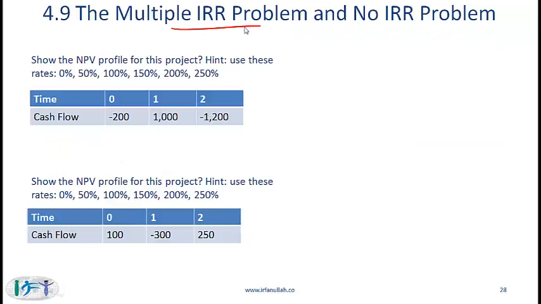The multiple IRR problem and no IRR problem. When you have non-conventional cash flows, such as the numbers shown over here, where we have more than one change in sign, then it is possible that a project has either multiple IRRs or there is no IRR. What I want you to do now is come up with the NPV profile for both these scenarios.